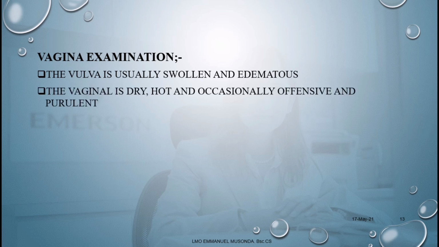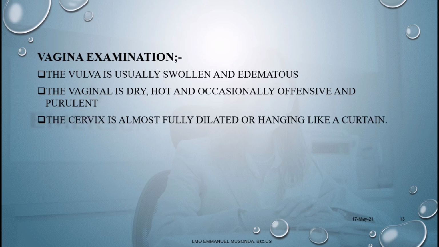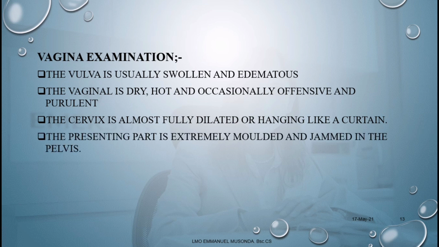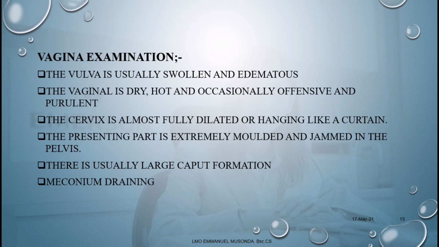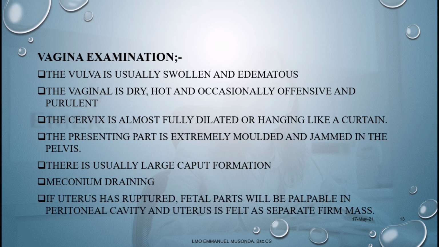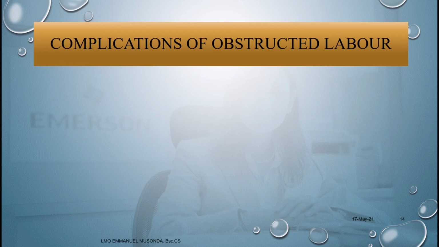The vagina is dry, hot, and occasionally offensive and purulent. Then the cervix is almost fully dilated or hanging like a curtain. Then the presenting part is extremely molded and jammed in the pelvis. There is usually large caput formation, then meconium draining, of course. Then if the uterus has ruptured, the fetal parts will be palpable in the peritoneal cavity, and the uterus is felt as a separate firm mass.